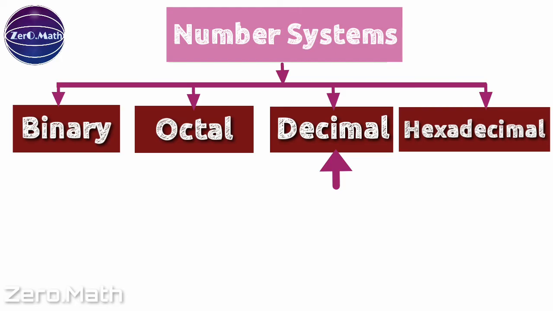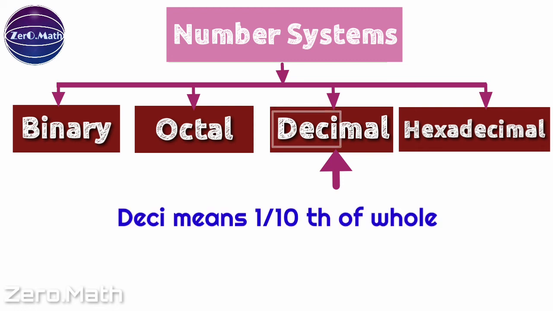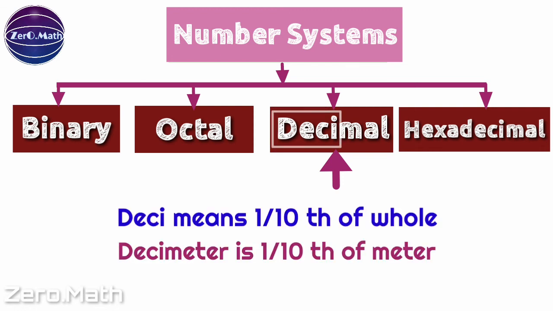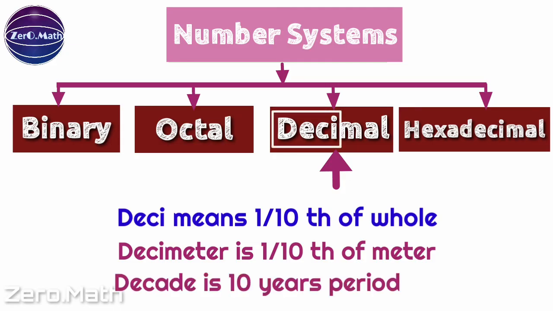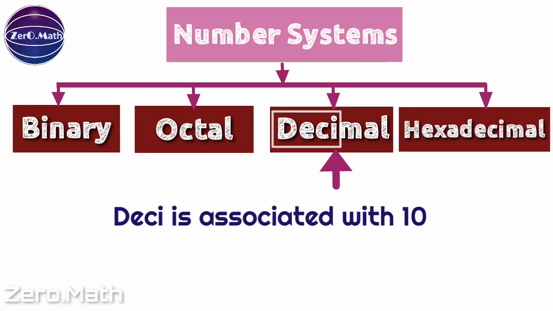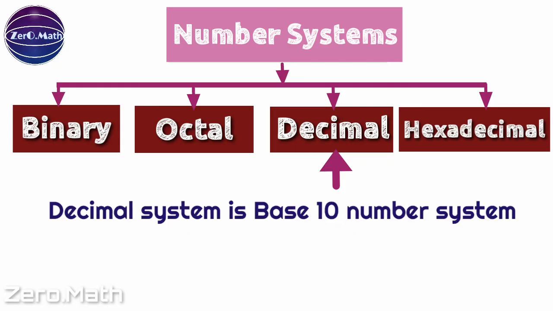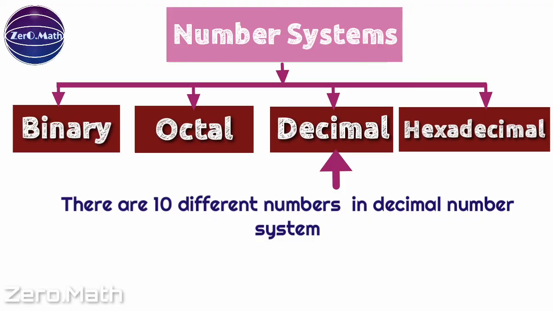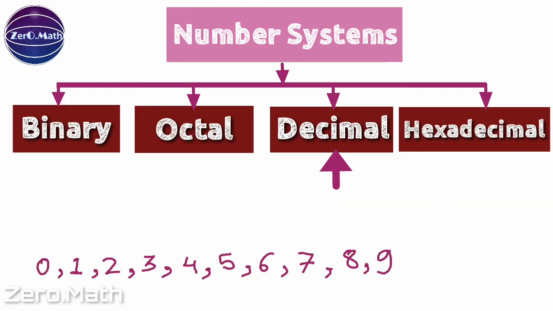Have a look at the prefix deci in the word decimal. Deci means 1/10 of the whole. For example, decimeter stands for 1/10 of a meter. Decade stands for 10 years. The deci is associated with the number 10. Hence, the decimal number system is a base 10 number system, which means that there are 10 different numbers in the decimal number system. Those numbers are 0, 1, 2, 3, 4, 5, 6, 7, 8, 9. Including 0, these are 10 numbers.